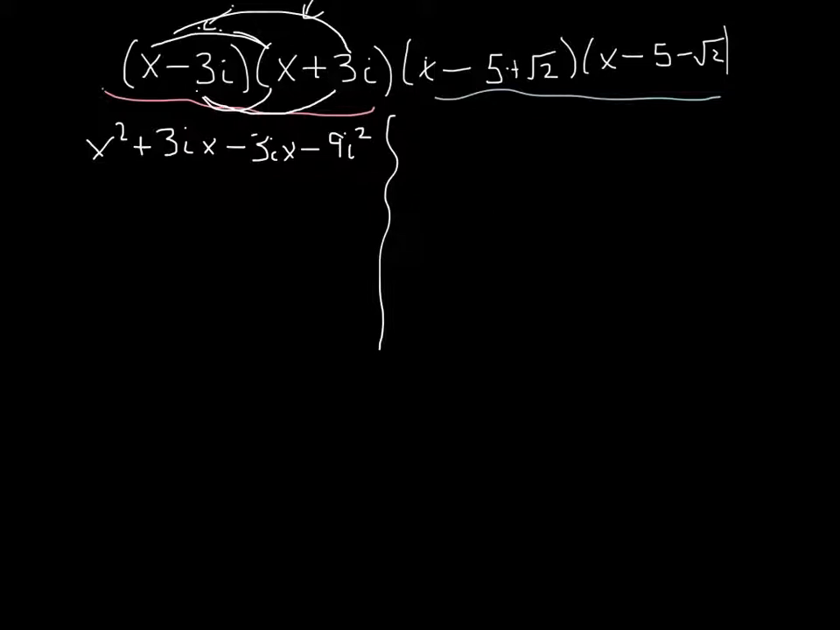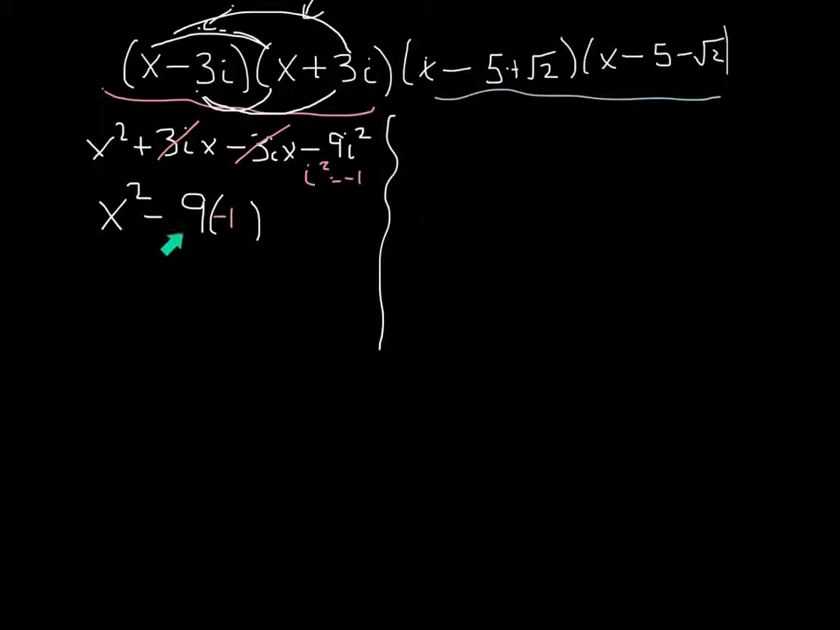Now, what's going to happen in the next step is you see our 3ix's. We have a positive 3ix and a negative 3ix. Those are going to cancel. And what we're going to be left with is x squared minus 9i squared. And then take a look at this. We know that i squared is equal to negative 1. So where we have that i squared, I'm going to substitute a negative 1 in there because we know i squared equals negative 1.